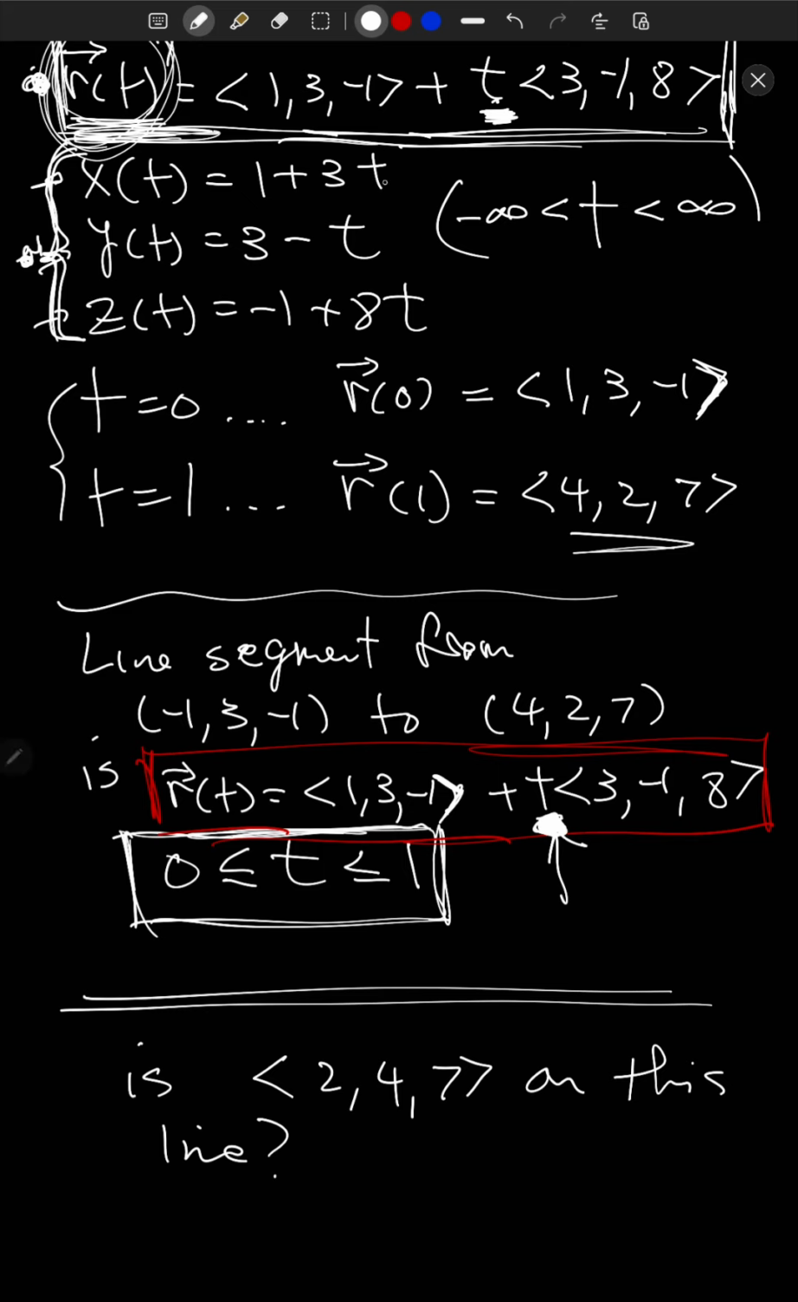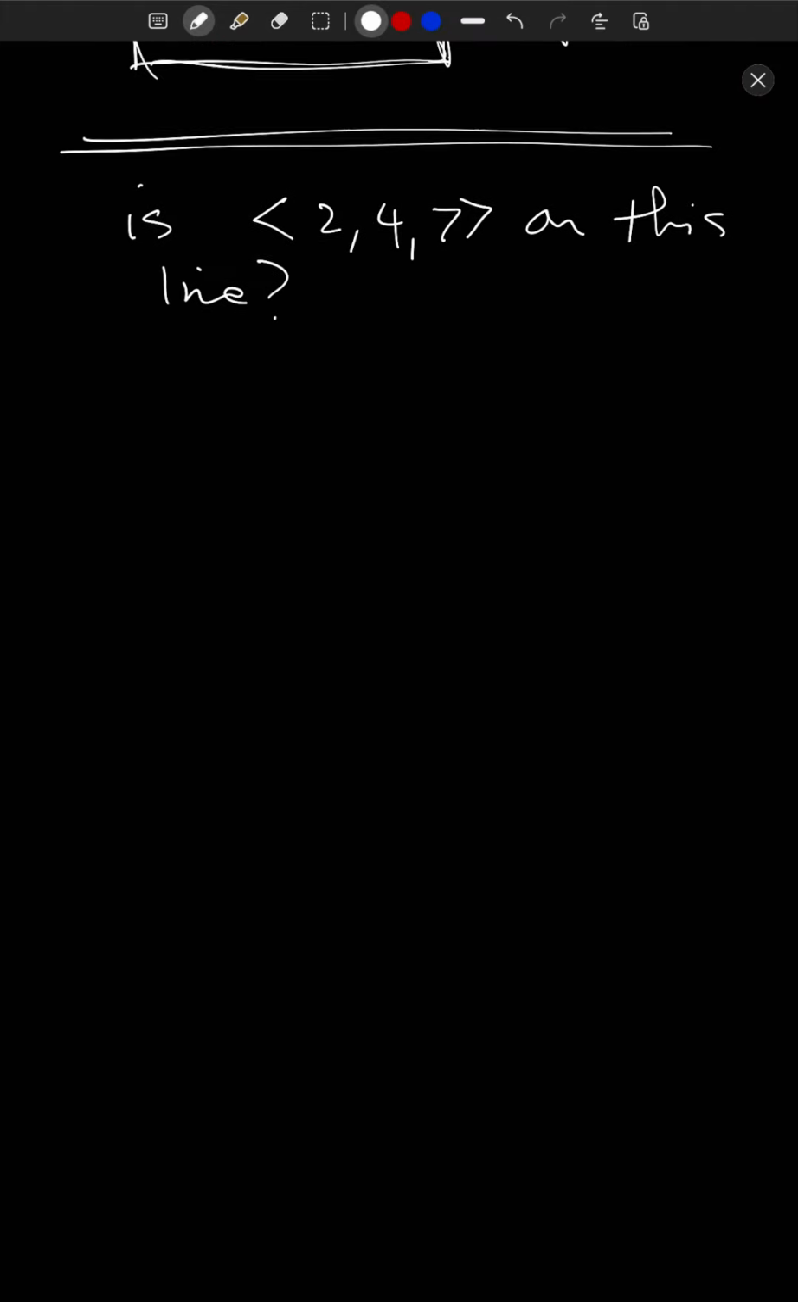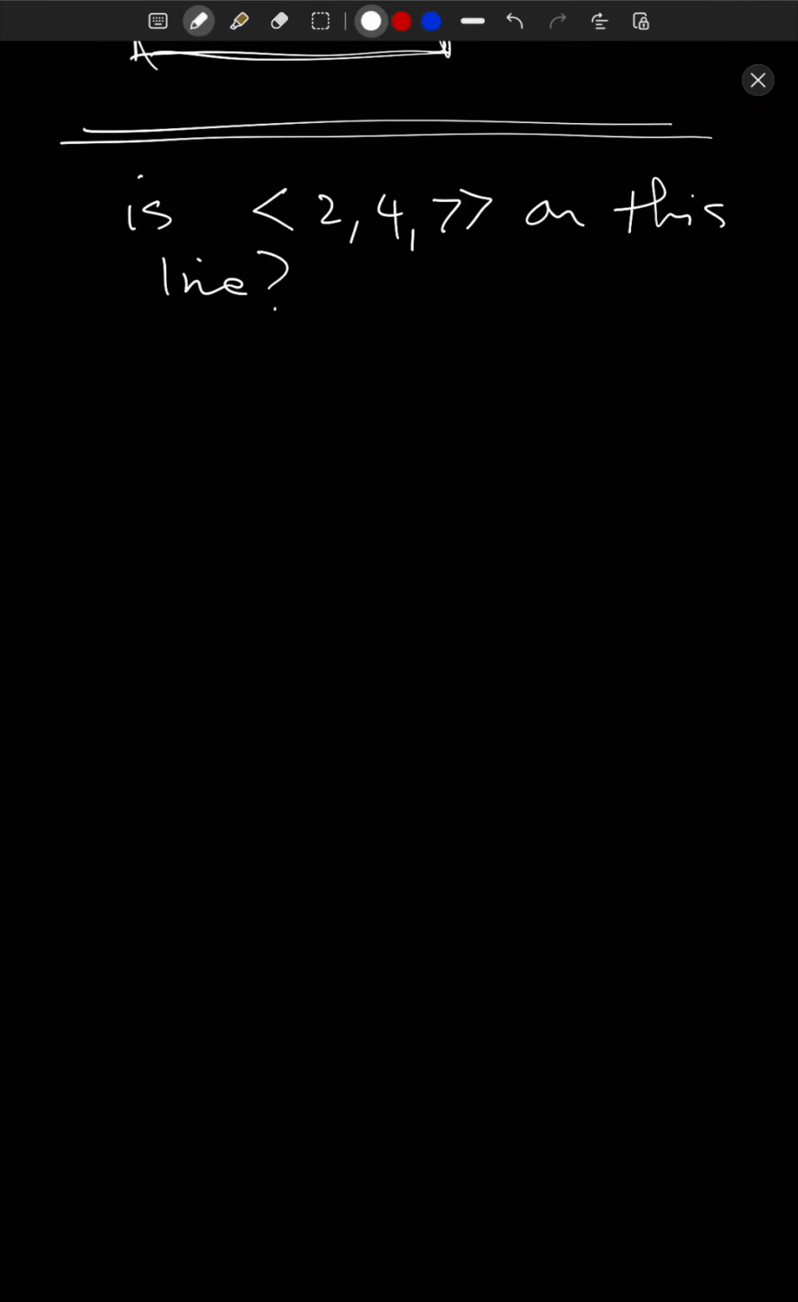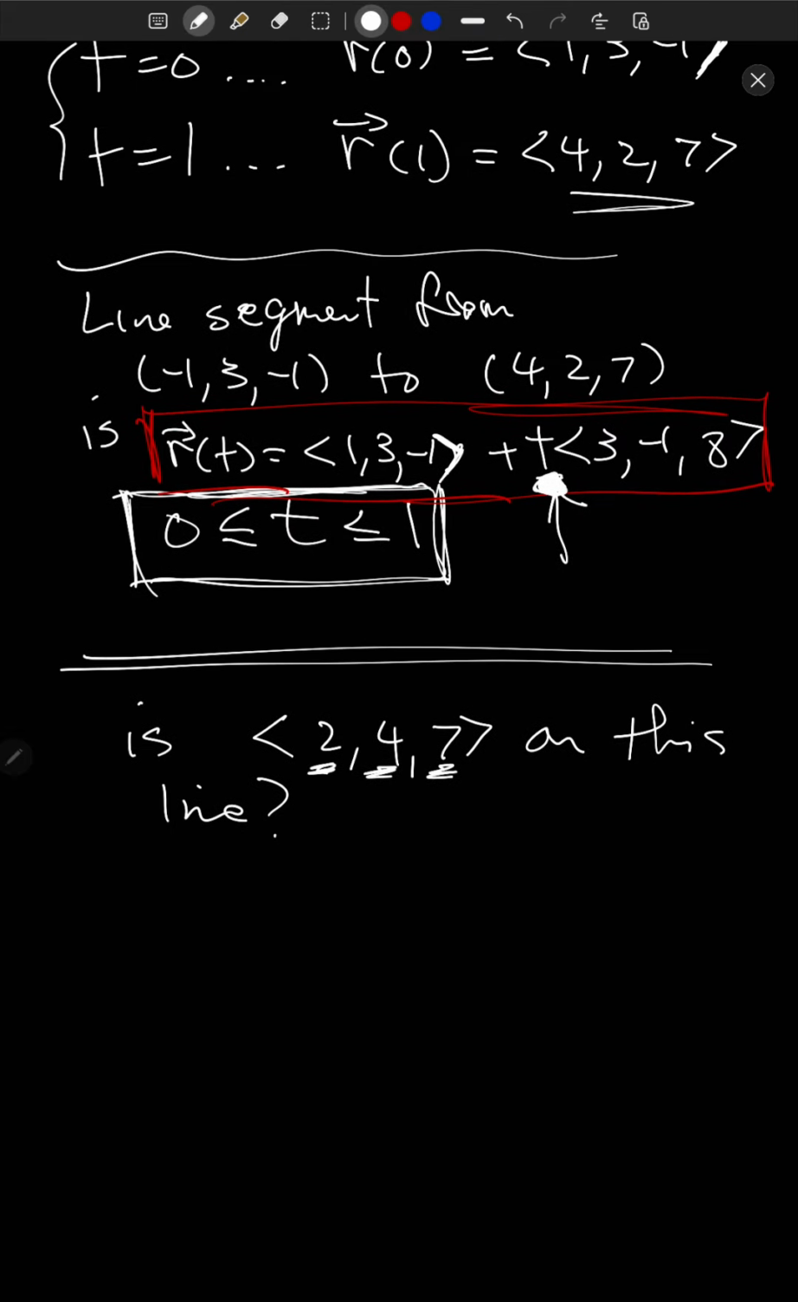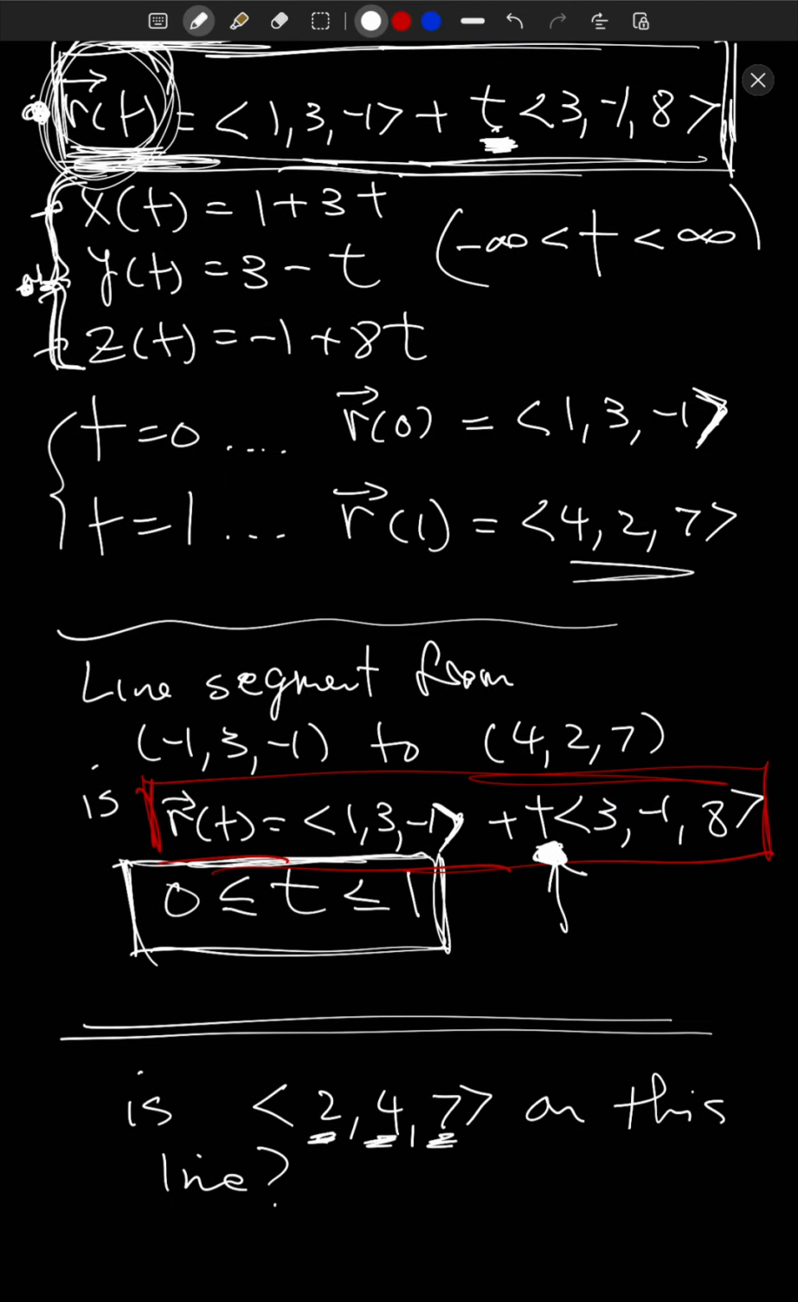Can I find a T so that when I plug that T into here, the same T, of course, for all three equations, I get 2, 4, and 7 for the X, Y, and Z values? One thing you can see is that if I just pick a random point out of nowhere, the answer is going to be no, because finding that T would be the situation we talked about in the last lecture, where you're solving three equations with only one unknown. So generally, there are no solutions. In a way, lines are kind of small compared to R3. If you randomly pick a point off the top of your head, it's probably not going to lie on that line.